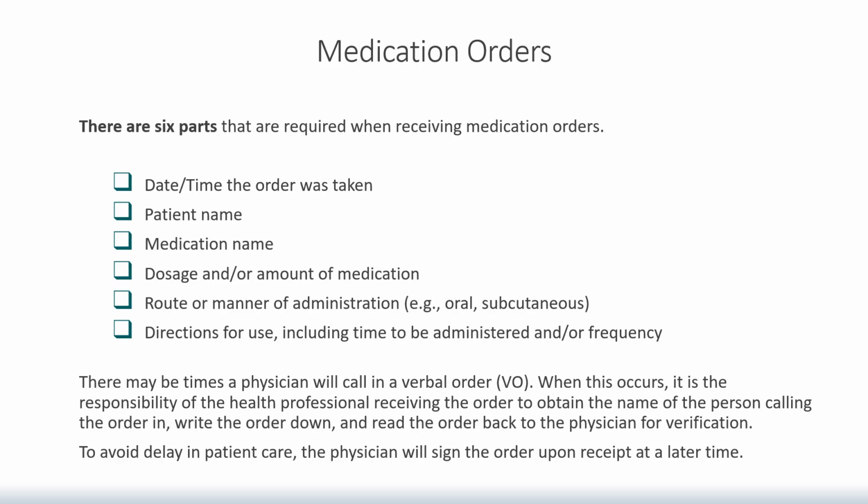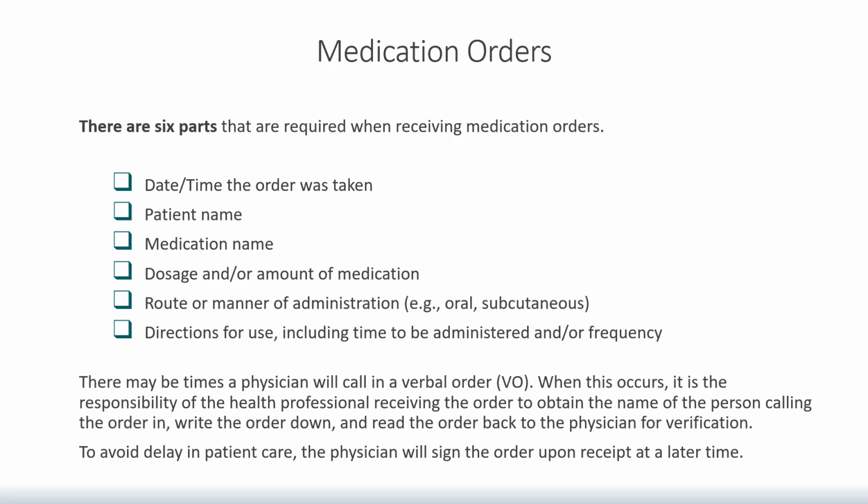There are 6 parts that are required when receiving a medication order. You need to have the date and time the order was taken, the patient's name, the medication name, the dosage or amount of medication, the route or manner of administration, and directions for use, including time to be administered and/or frequency.